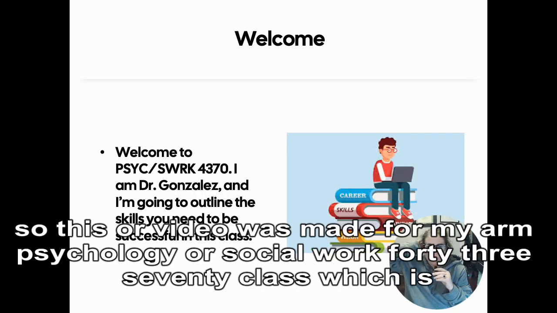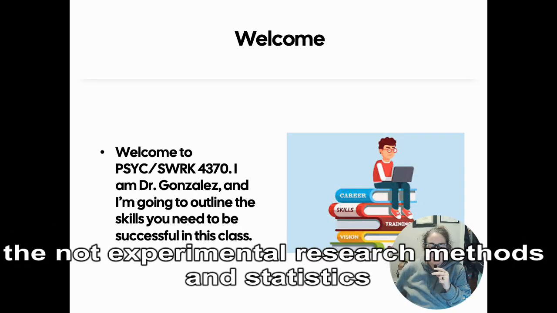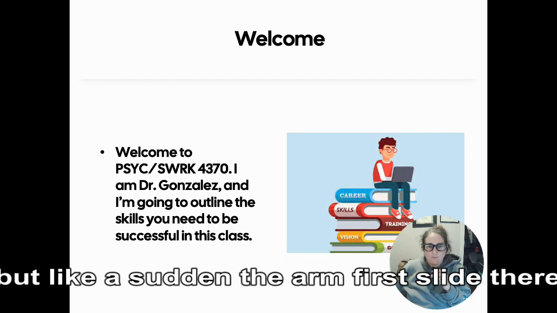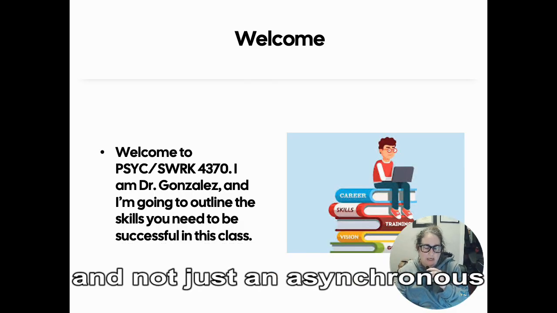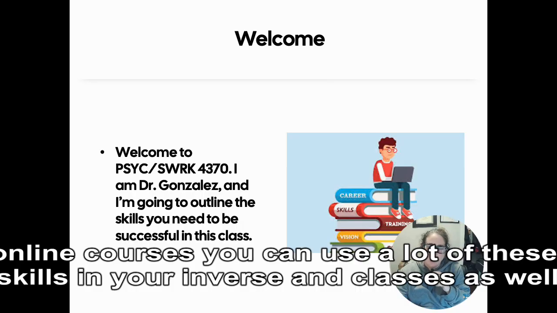So this video was made for my psychology or social work 4370 class, which is the non-experimental research methods and statistics. But like I said in the first slide there, these are skills that could be used in any class, and not just asynchronous online courses. You can use a lot of these skills in your in-person classes as well.